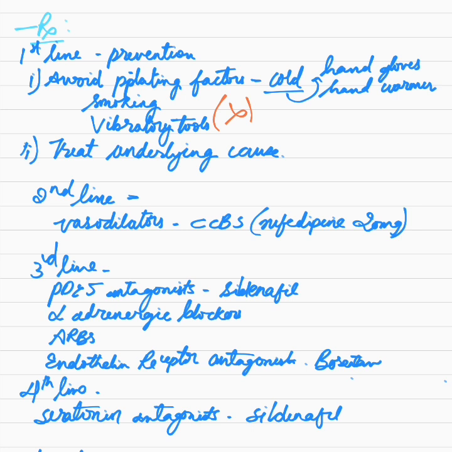Coming to the second line, vasodilators, most commonly calcium channel blockers, are used. Of the calcium channel blockers, nifedipine 20 mg is usually given. Third line agents include phosphodiesterase 5 antagonists such as sildenafil, alpha adrenergic blockers, ARBs, and endothelin receptor antagonists like bosentan. In the fourth line, serotonin antagonists, that is SSRIs such as fluoxetine, are selected.